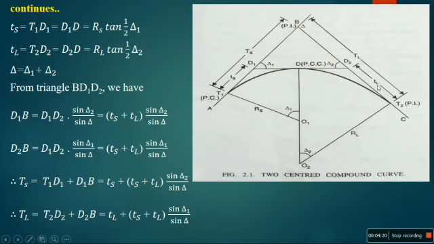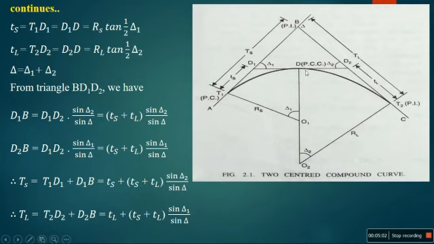Similarly for small tl, it is the distance between T2 and D2, that is equal to RL, the radius of the longer curve, multiplied by tan of delta 2 divided by 2. Then the deflection angle at the point of intersection is equal to delta 1 plus delta 2. Now we have drawn one tangent line at the point of compound curvature. We will get one triangle, that is D1 D D2.